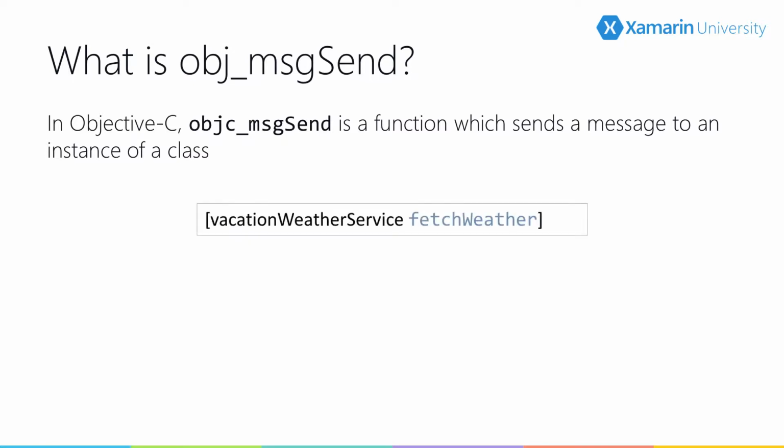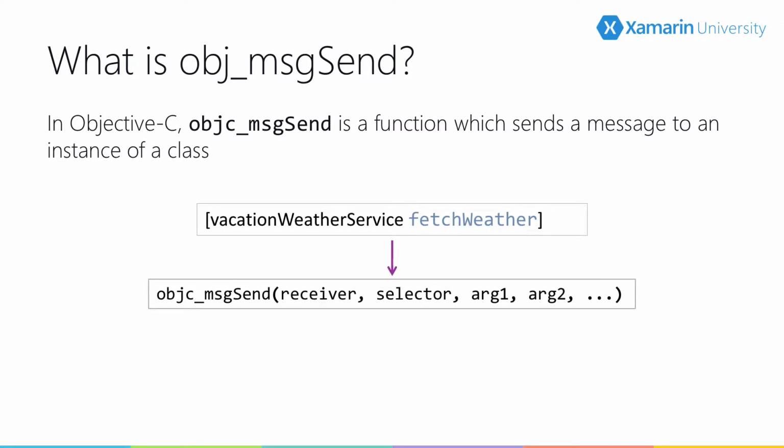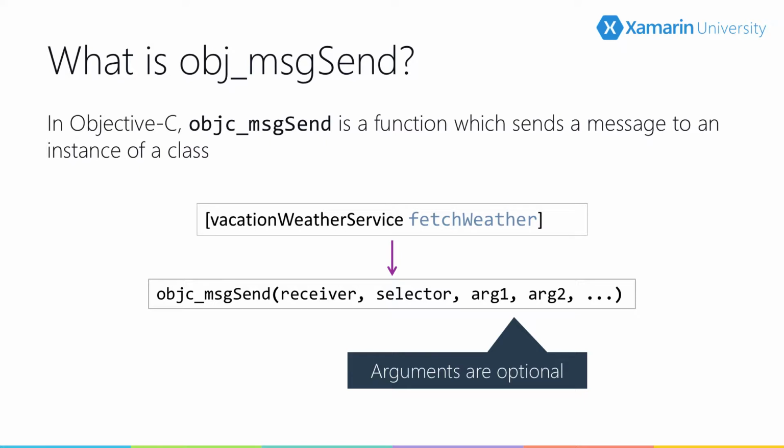Let's go back to our example. The fetch weather method, or our message in this case, needs to be sent to a weather service instance, vacation weather service. And as we're starting to see, in ObjectiveC, messages are not bound to method implementations until runtime. So it is going to be the compiler that converts a message expression into a call via messaging function. And this function is ObjectiveC message send, which is a function that has a simple return value. To accommodate various method signatures, ObjectiveC message send has several overrides with a simple return value that sends a message to an instance of a class.